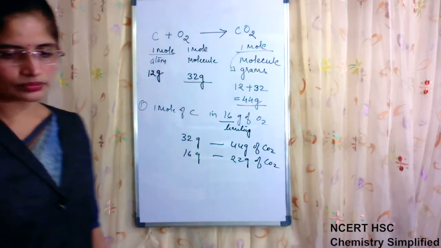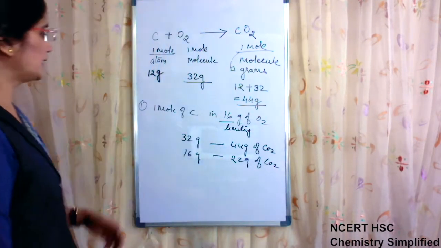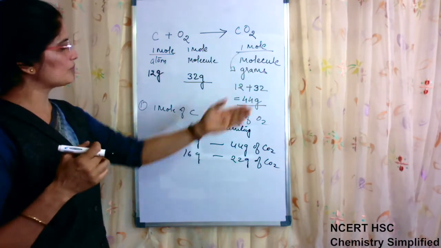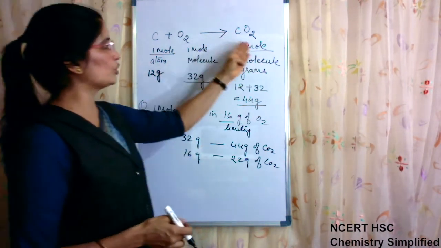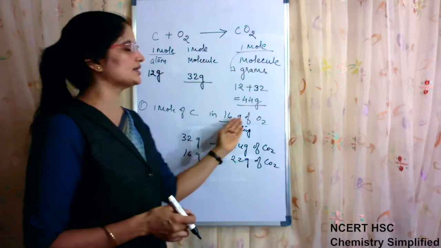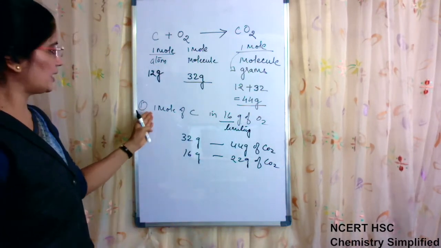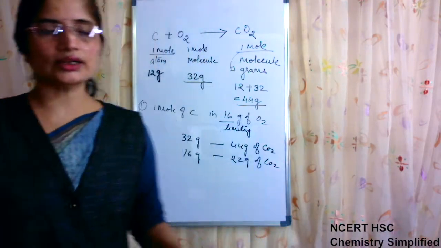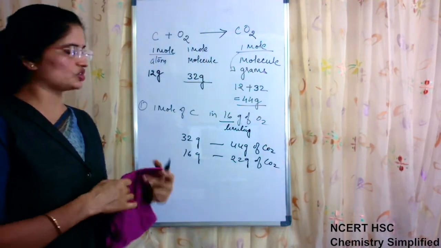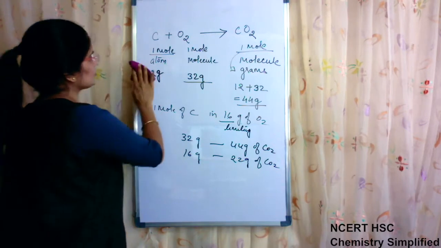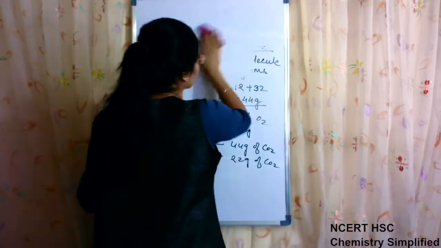So it will be 22 grams of CO2, or you can say half mole of CO2 will be produced when 16 grams of oxygen is used. No matter we have 1 mole of carbon. Product is always according to the limiting reagent. Okay. Next condition.